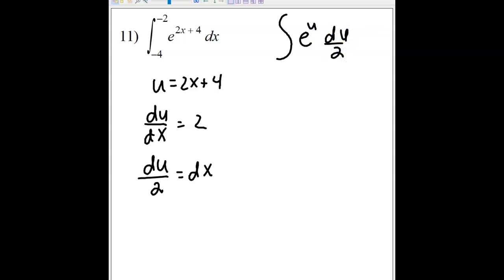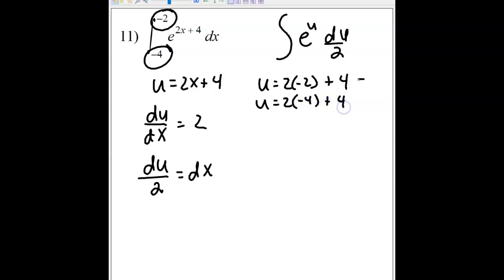Okay, well, with definite integrals, you have to remember to change the limits also. So you need to plug negative 2 in, and you also need to plug negative 4 in to your U expression to transform those values into U values. So the negative 2 becomes 0, and the negative 4 becomes negative 4, I think. It doesn't change, so I guess it stays the same. That's interesting.